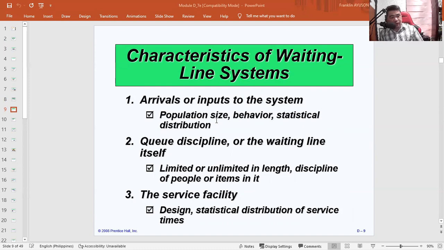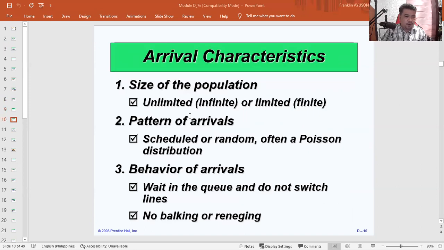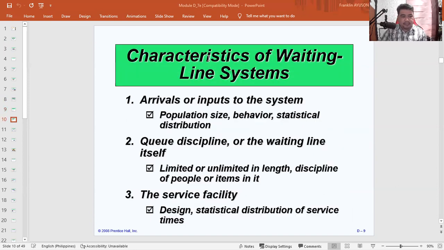And number 3, the service facility itself. So the design of the service facility. Another would be the statistical distribution of service time. Okay, moving forward, we now have the arrival characteristic.